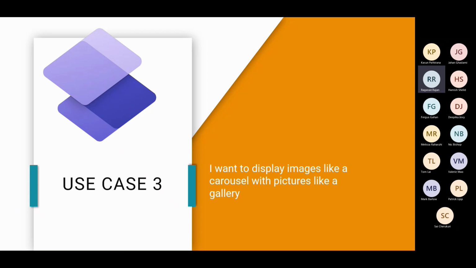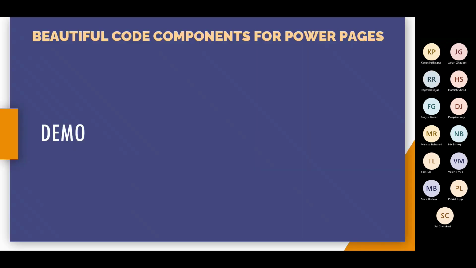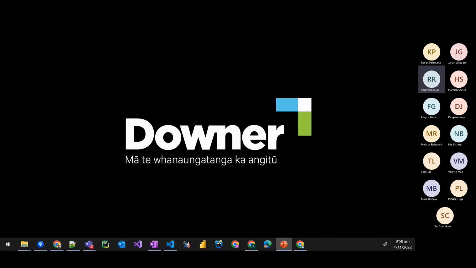And then the third thing is I want to display images like a carousel. Currently Power Pages doesn't support a carousel. So if you need a carousel with a gallery, that is also possible. Currently I have a GitHub page where it's a kind of code, but you can make this a PCF if you like, and it will look like this on your home page. And then let's start with the simple demo here.